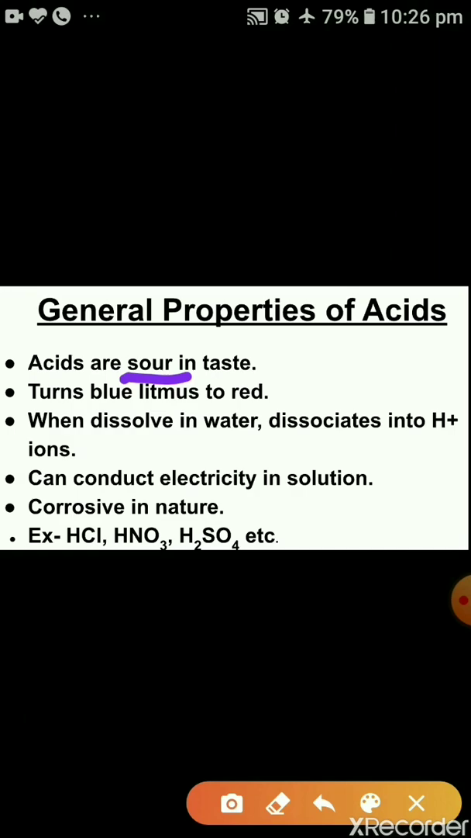Corrosive means that if we have a drop of acid on our skin, the acid can burn the skin. They can damage the upper skin. Some examples of acids are HCl, that is hydrochloric acid, HNO3, that is nitric acid, and H2SO4, that is sulfuric acid. These are the examples of acids.